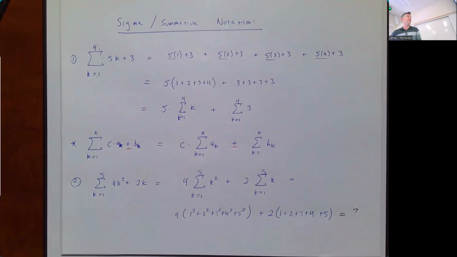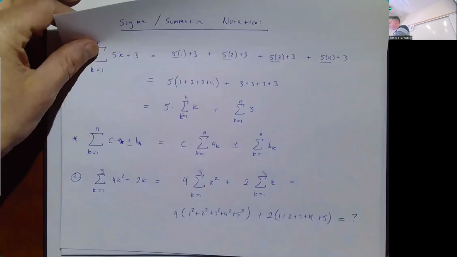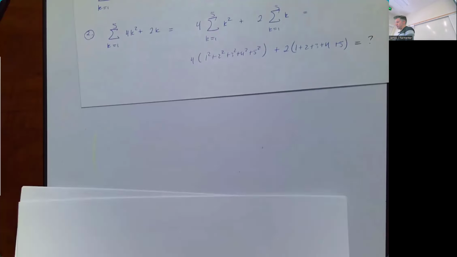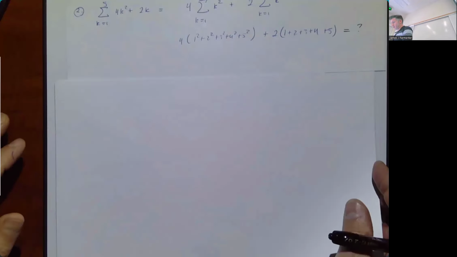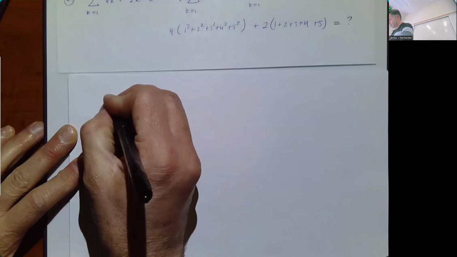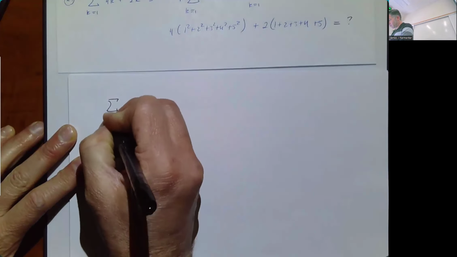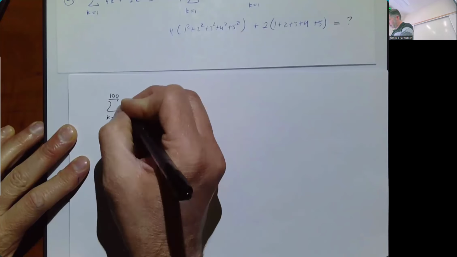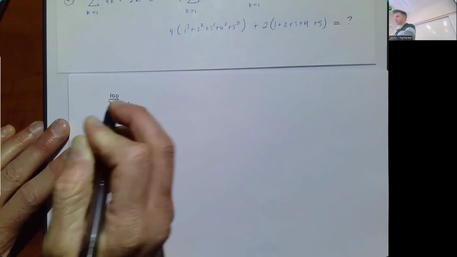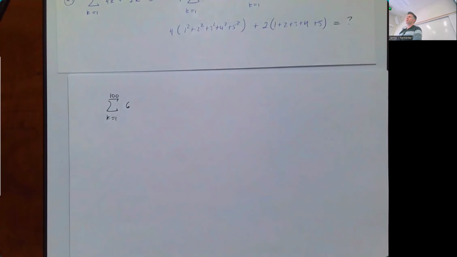So there's a few other things I want to talk about when it comes to these summation formulas. Specifically, I want to say 3 formulas. One we've already kind of talked about. I'm going to talk about it again. So if I have the sum from k equals 1 to 100 of the number 6, what am I going to get?